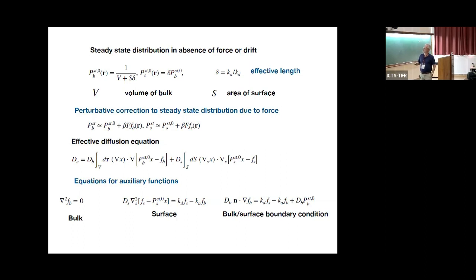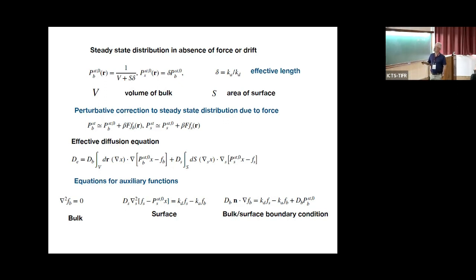And so actually I won't go, so the perturbation theory is quite easy because you can actually see the bulk. You can actually work out that the bulk probability distribution is just uniform. The surface probability distribution is uniform, and it's related to the bulk by this. There's an effective length given by the absorption and the desorption coefficient. V is the volume of the bulk, S is the area of the surface.